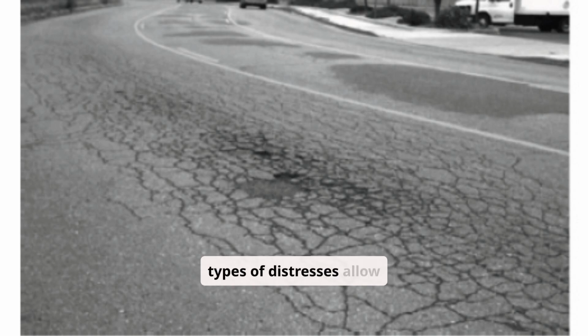Almost all types of distresses allow moisture to penetrate into the pavement and deteriorate the pavement structure, and subsequently decrease the pavement's serviceability and service life. 4 major distresses are considered while analyzing and designing flexible pavement. These are alligator cracking, top-down cracking, rutting, and transverse cracking.